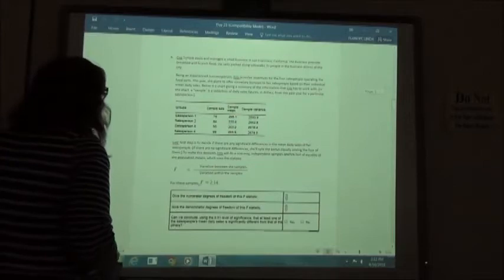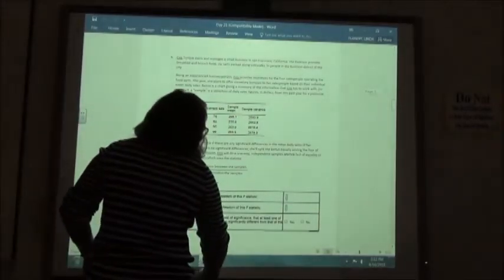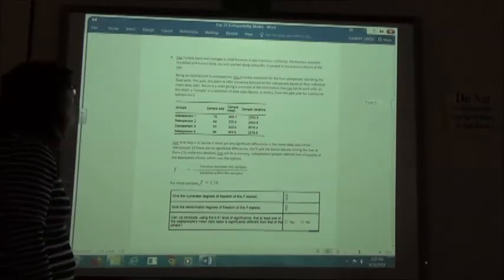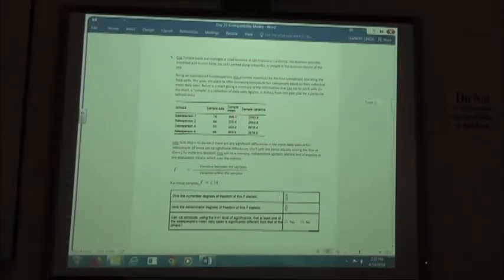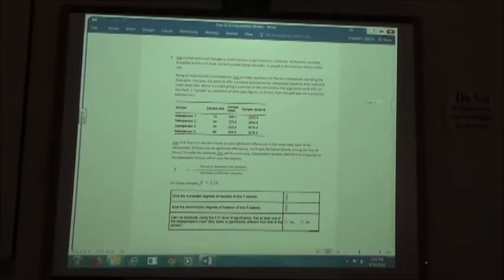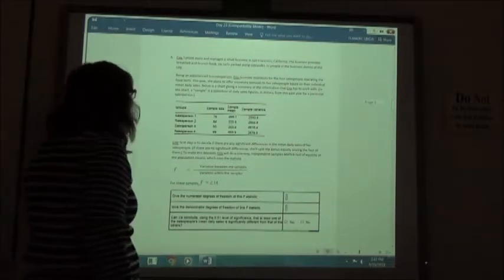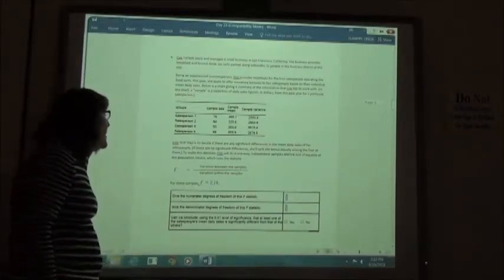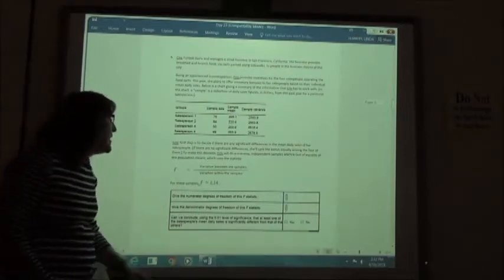In the chart, a sample is collected of daily sales figures in dollars from the past year for a particular salesperson. Salesperson 1, their sample size was 76, their sample mean 205.1, their sample variance 2,593.9, and so forth. Chris's first step is to decide if there are any significant differences in the mean daily sales of her salespeople. If there are no significant differences, she'll split the bonuses equally among the 4 of them. To make this decision, Chris will do a one-way independent sample ANOVA test of equality of the population means, which uses the test statistic F.